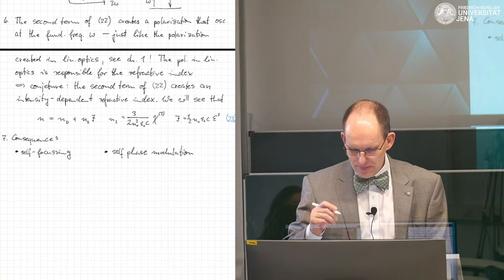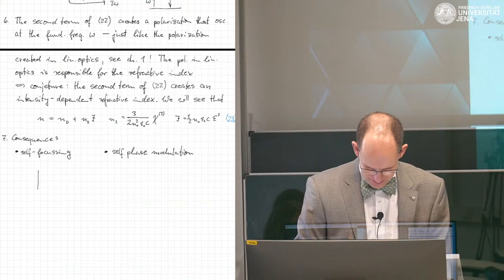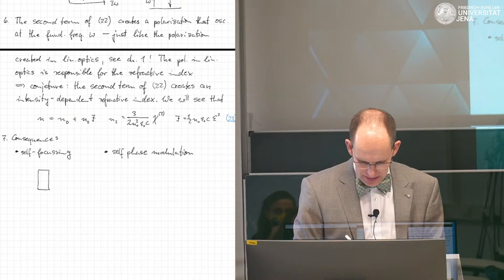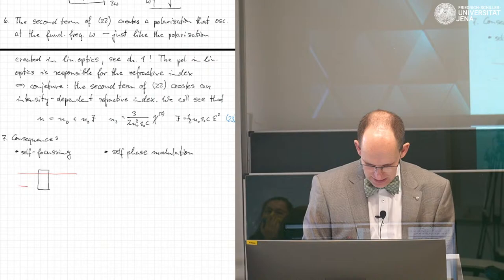I'll explain it in a second. Yeah. So let me explain it. So we take a regular piece of glass. And then we use a regular laser beam, a laser beam that has, say, a Gaussian intensity profile, something like this.